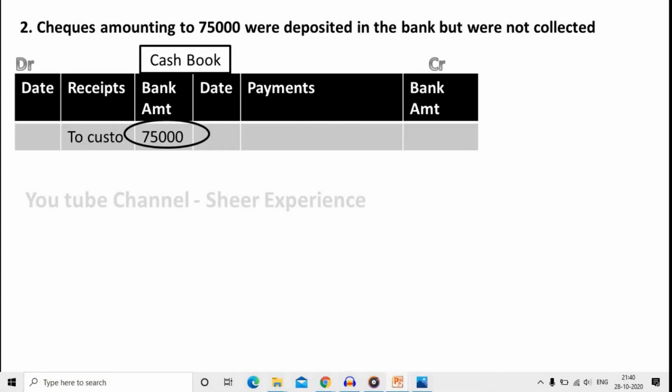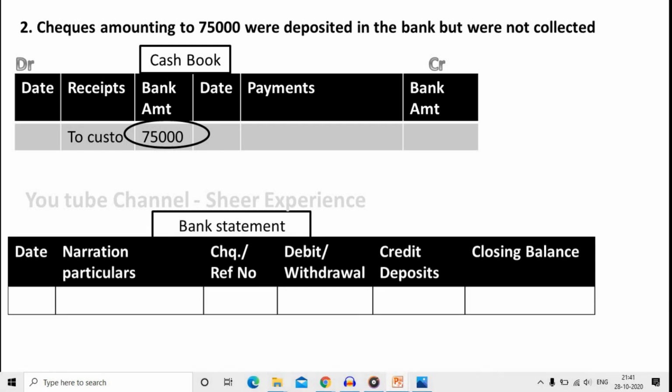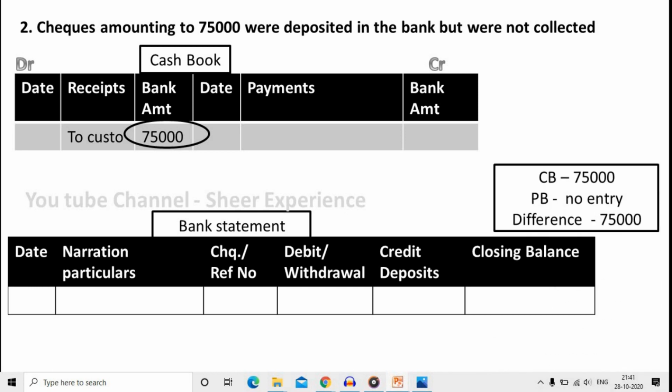Our next transaction is check amounting to 75,000 were deposited in a bank but were not collected. Whenever we receive a check from customer, we should mention it in the debit side of the cash book. Even here we have mentioned 75,000 in the debit side of cash book. But the transaction states these are not collected by bank. So in the bank statement there won't be any entry appearing. So the difference is 75,000.